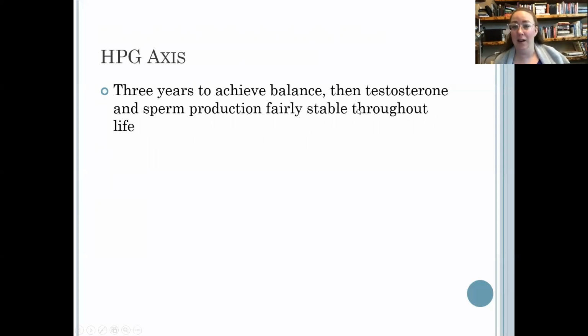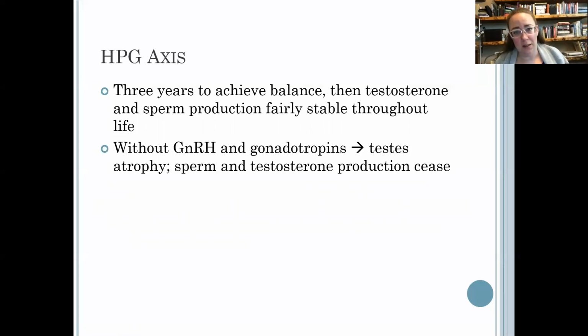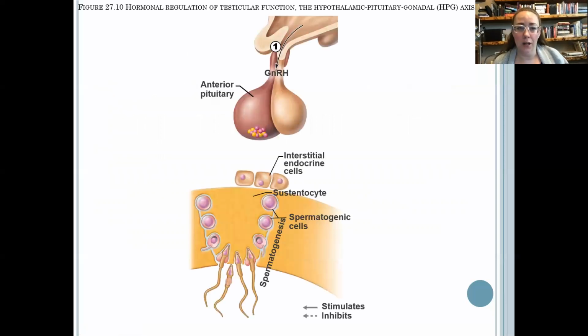And then in a male reproductive system anyway, testosterone stays high and it just stays up there really throughout the rest of that person's life until very late decades, like late 80s, 90s, then you start to see some testosterone decline. But if there's something wrong with that axis, maybe there's some trauma to the hypothalamus or the pituitary, if there's no GnRH and there's no gonadotropins, then the testes start to atrophy. Sperm and testosterone production will cease, and you just have no reproductive power at that point.